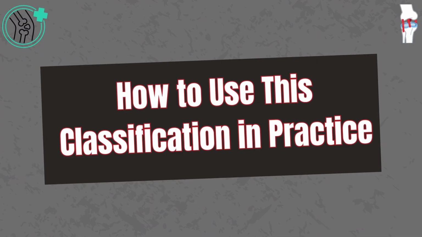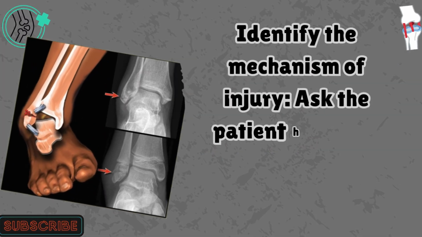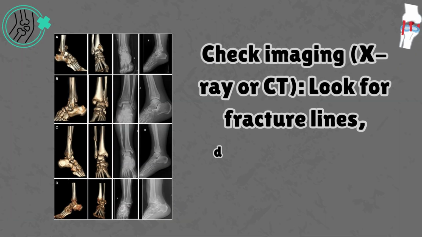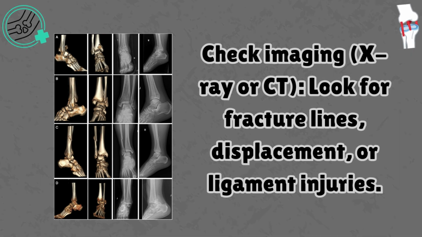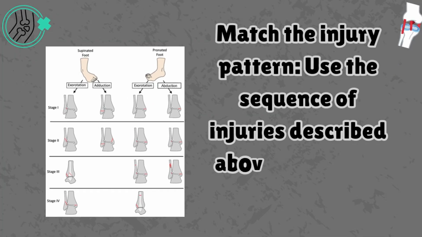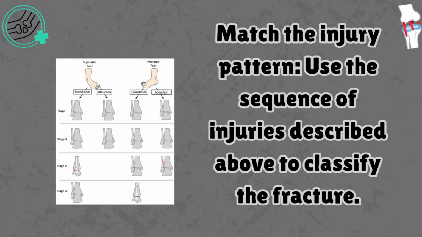How to use this classification in practice. Identify the mechanism of injury. Ask the patient how they fell or twisted their ankle. Check imaging, X-ray or CT. Look for fracture lines, displacement, or ligament injuries. Match the injury pattern. Use the sequence of injuries described above to classify the fracture.